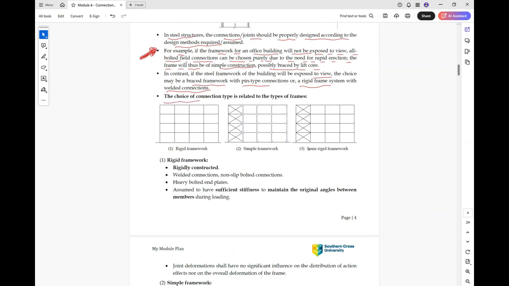The choice of the connection type is also related to the types of frame. So, for example, we have rigid framework, simple framework, or semi-rigid framework. For rigid framework, you need to have rigid connections between the members, like all these connections between the members are rigid connections. But for simple framework, all these connections are pin connections.